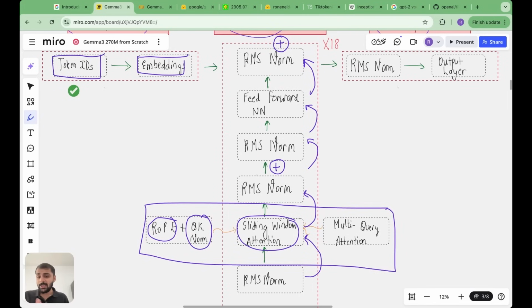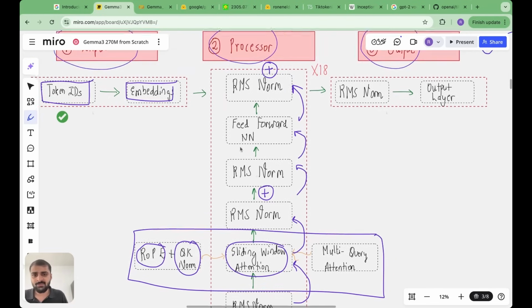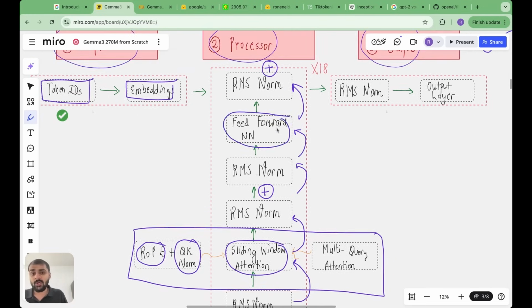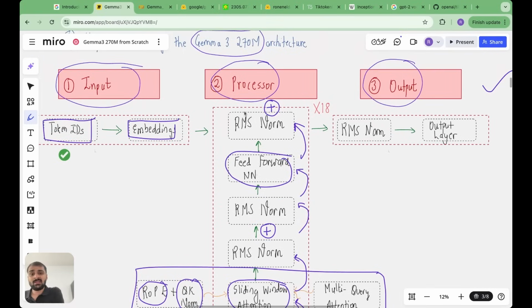Earlier, when GPT-2 models came out, they used a normalization, which is just subtracting the mean and dividing by the square root of variance. RMS norm is something which is a bit different, and many modern architectures have started to use this. The feed forward neural network of Gemma is also a bit different than the way GPT-2 did it.